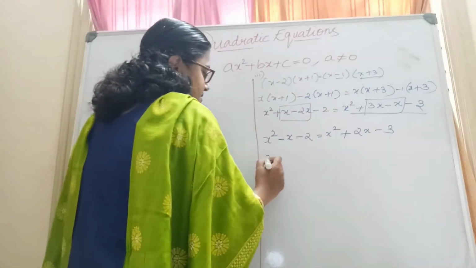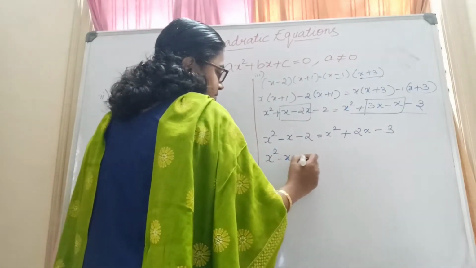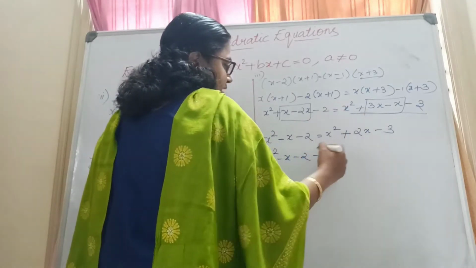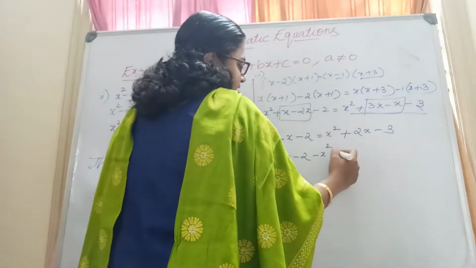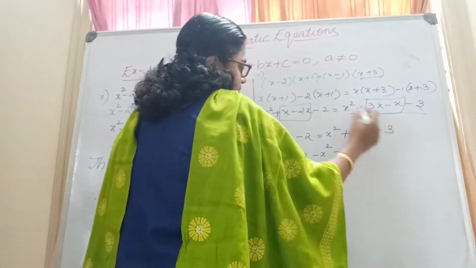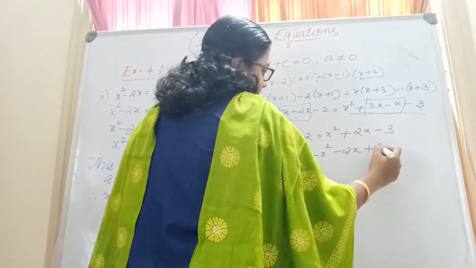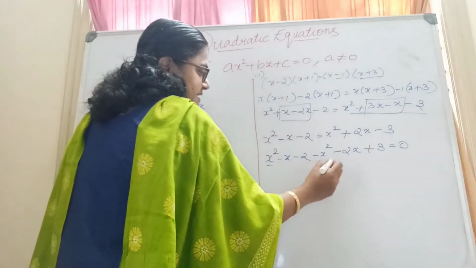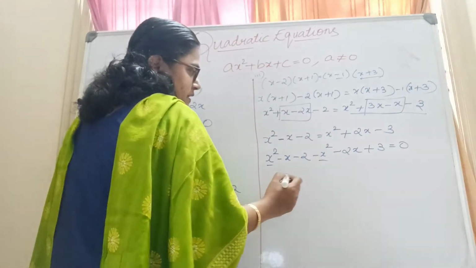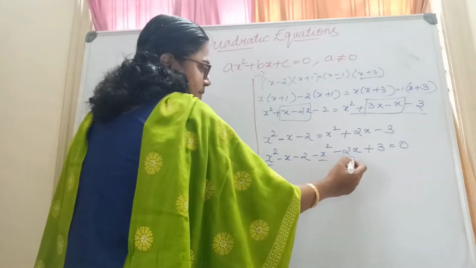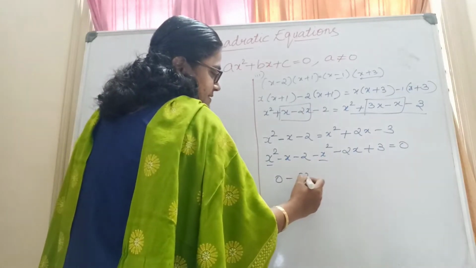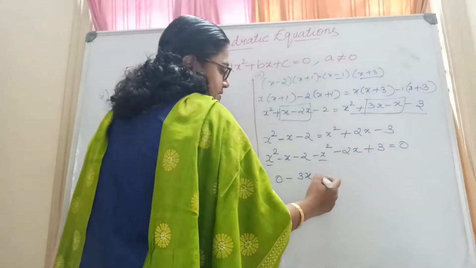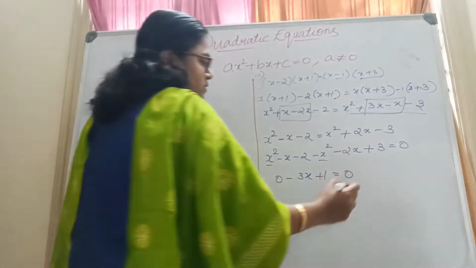Fine. So x² − x − 2 − x². There's a sign change when you transpose. Plus 2x will become minus 2x, plus minus 3 will become plus 3, is equal to 0. So x² − x² is 0, −x − 2x is −3x, −2 + 3 is +1, is equal to 0.